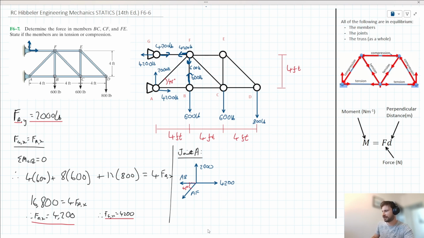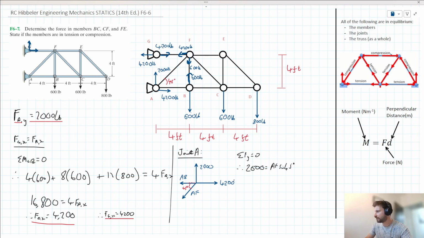Okay, so we have a free body diagram here for joint A. Does it really matter what order we do it in? I don't think so. You know what? Let's resolve vertically first, since AB here doesn't have a vertical component. So we can say the sum of forces in the y are equal to 0. Therefore, what's acting up is equal to what's acting down. What's acting up? Well, we have that 2,000-pound force there. What's acting down? Well, we've got the vertical component of AF there, which we could describe as AF sine 45.